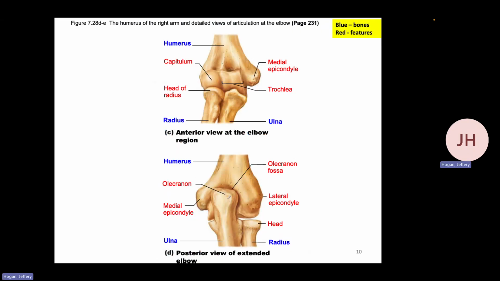And this is the view from the back, and we can see the olecranon process here fitting within the olecranon fossa. So when you extend your arm out as far as it will go, this provides, again, a hard stop for that motion. Now we can hyperextend if we stretch the ligaments and joint capsule here, but full extension is when we meet a stop right there.